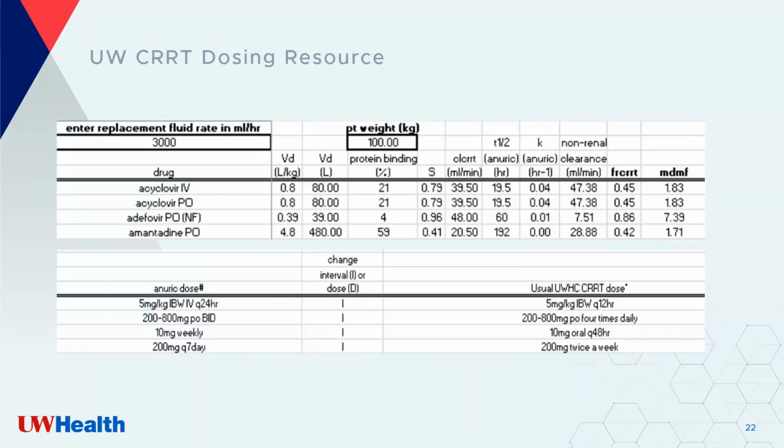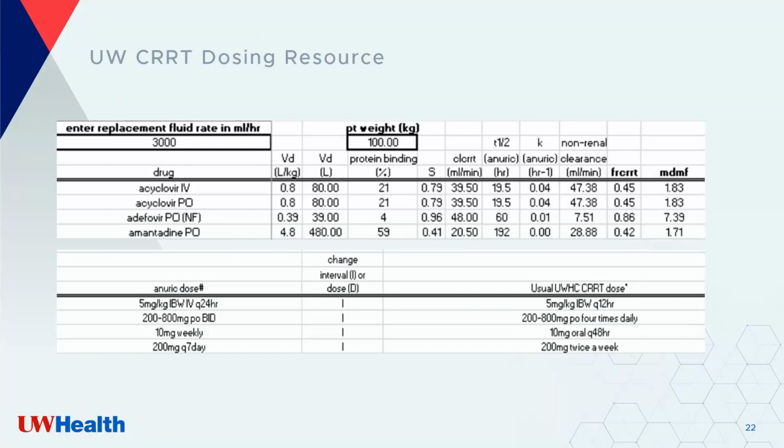To provide a review of the CRRT dosing resource, which I'm sure that many of you have used previously. This dosing resource is listed under the pharmacy dashboard in HealthLink under the renal links, and it's titled CRRT dosing table. There are a couple different boxes that you would put numbers in to fit your patients. You can put in the replacement fluid rate and then also the patient weight, and it does populate the different pharmacokinetic parameters and would recommend a CRRT dose for your patient.